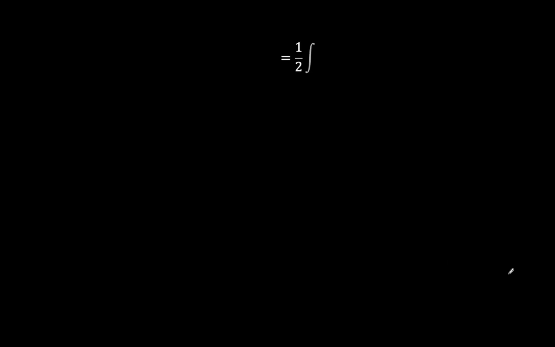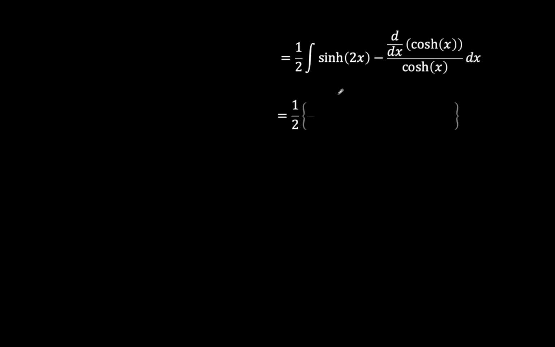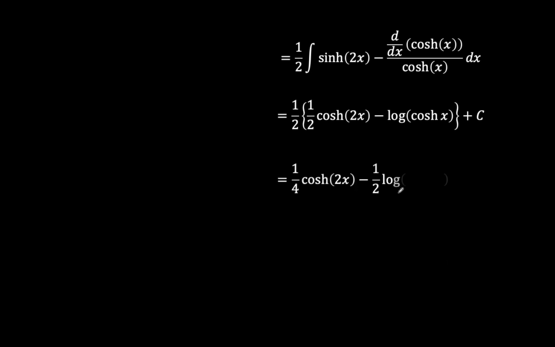So going ahead, this becomes a half, and when integrating hyperbolic sine 2x, that becomes half hyperbolic cosine 2x minus the natural logarithm of hyperbolic cosine x. So this is a quarter hyperbolic cosine 2x minus a half log hyperbolic cosine x plus c. And this is our answer that was provided in the question.